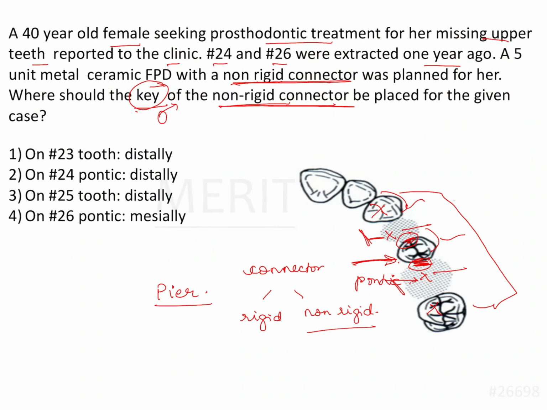So let's look at the options. On the tooth, the key will be present on the pontic like I told you. So these two are the options. Now on 2.4 distally, if you place it distally, it will cause unseating action. On 2.6 mesially, if you place it, it will cause seating action. So the correct answer is on 2.6 mesially. The other options are on teeth, so they are automatically discarded. The keyway will come on the pier abutment. The key will come on the mesial side of the distal pontic. So the correct answer is 2.6 mesially.